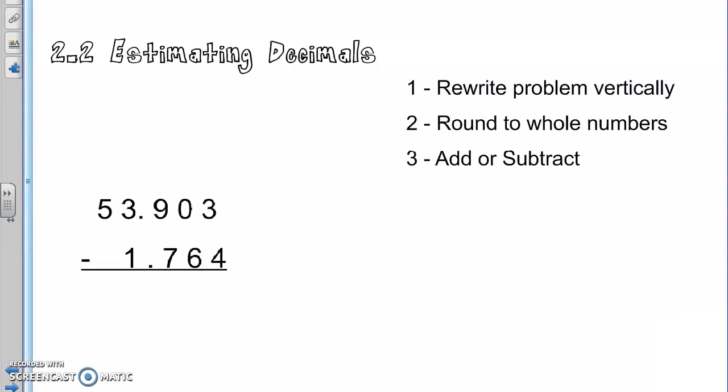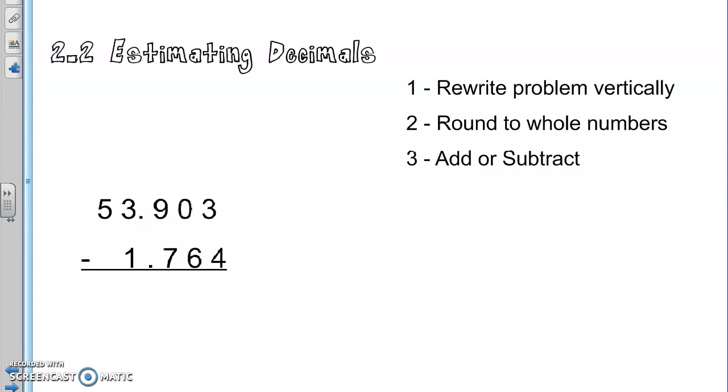Alright, so when we're estimating decimals, there's 3 steps you're going to follow. I've written them down on the board right there. It's definitely something that you're going to need to memorize, the order in which you do this. So let's go through this first problem, really simply, and follow these steps, right? First thing says rewrite the problem vertically, which it already is. That just means up and down.